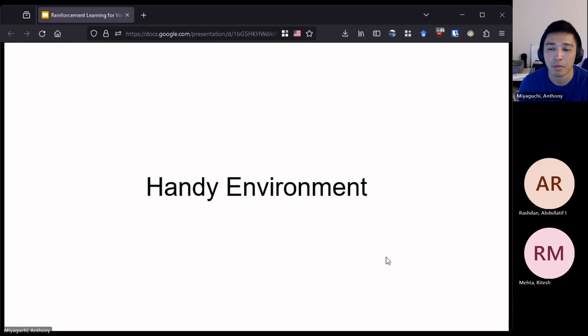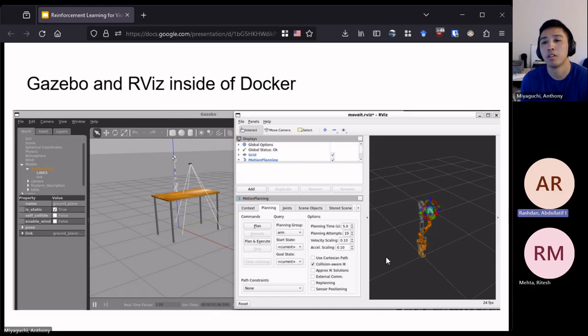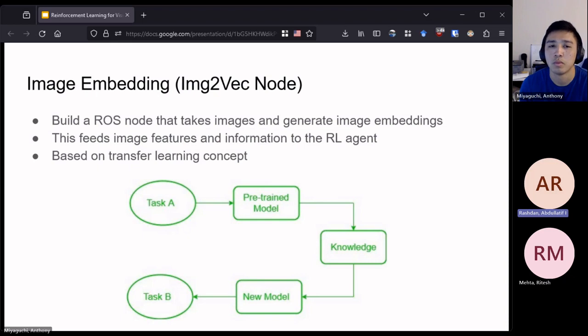I will be speaking about the handy environment part of the project. As of today, we have the handy environment loaded in Gazebo and in Rviz, where we can visualize its state space. All of that is packaged inside of Docker containers, so it can be easily built and deployed.